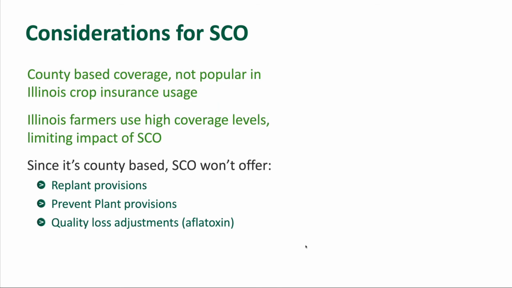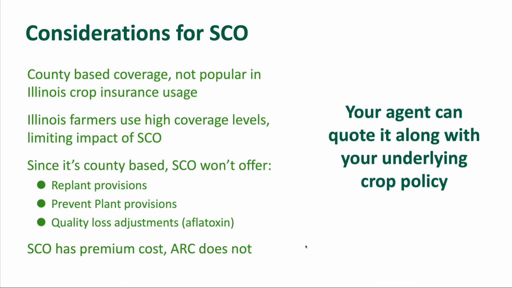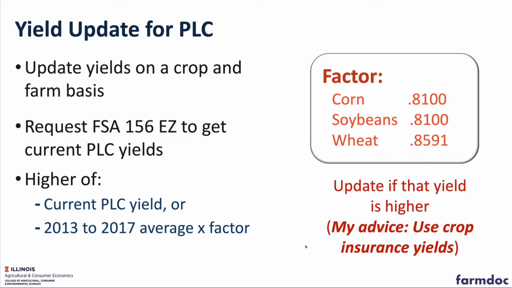And then you can see just some of the other provisions. As I've mentioned, it's not as popular in Illinois as farm level coverage. One of the reasons why is it does not provide replant protection or prevent plant protection, which obviously was a big deal last year. So there's some considerations for SCO, and obviously they can work with the crop insurance agents to see what kind of value that adds to their operation and what the cost would be.